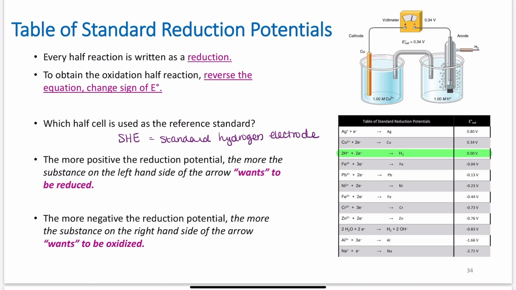Other things to think about. The more positive the reduction potential, the more the substance on the left-hand side of the arrow, meaning reactant side, wants to be reduced, meaning it's the stronger oxidizing agent. The more negative that reduction potential, the more the substance on the right-hand side of the arrow, so your product, wants to be oxidized, i.e., the stronger reducing agent.